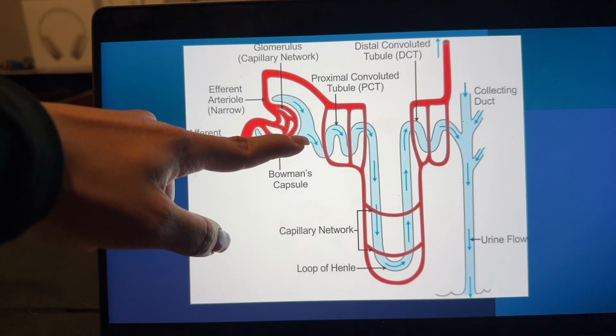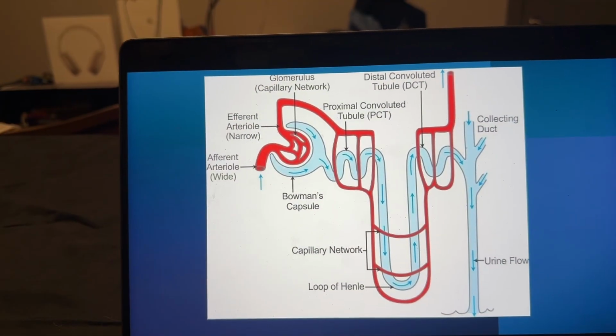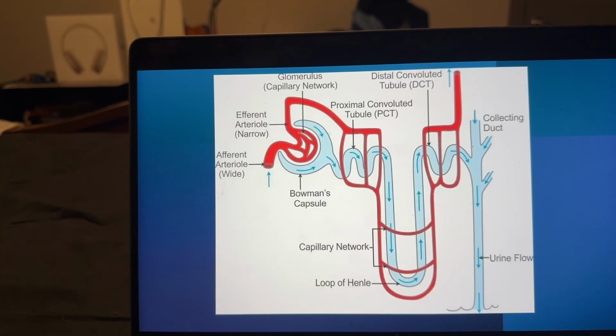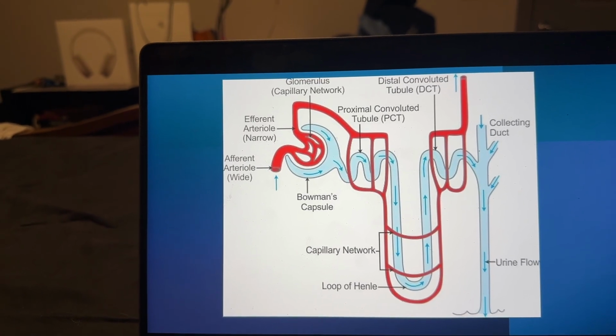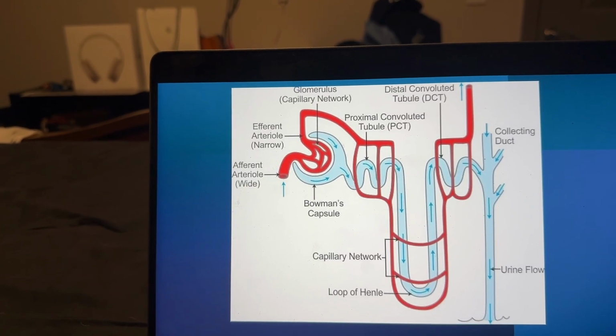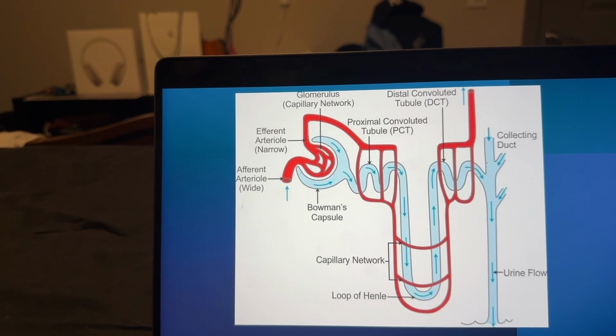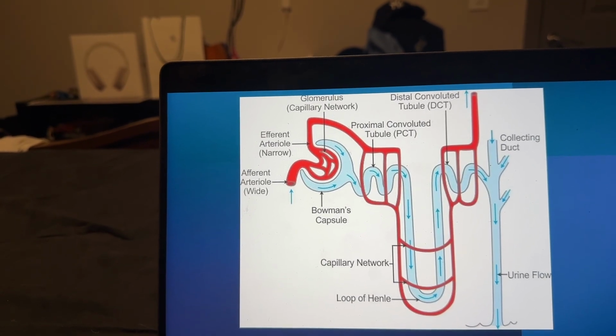And then now going to the PCT here. That is where the first section of the renal tubule starts. The majority of reabsorption happens. Water, sodium, glucose, amino acids, substances transported back into the blood. The function is for bulk reabsorption of nutrients, ions, and water.